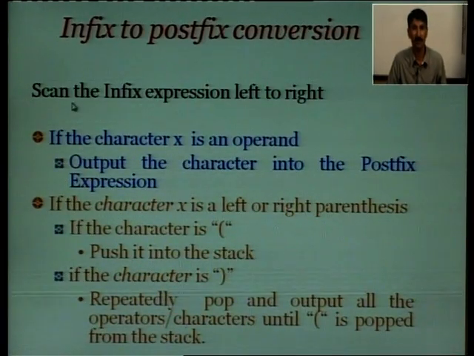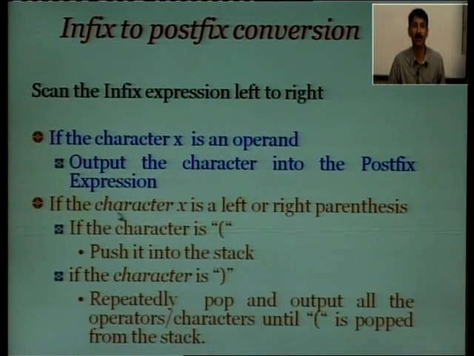So, let us discuss these cases one by one. If x is an operand like a, then output the character into the postfix expression. Simply pick this element, that is the operand, and output this character to the postfix form. You are building a postfix expression, so whatever output list you are going to generate, you pick that element and straight away place it at position 1. Your job is done for at least the one symbol that was an operand.